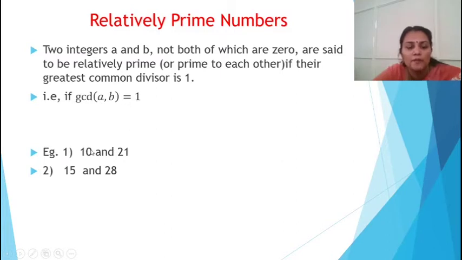We have an example, 10 and 21. Both 10 and 21 are not prime numbers, but 10 can be written as 2 into 5 and 21 is 3 into 7. So they don't have any common divisor other than 1, so their greatest common divisor is 1. Similarly 15 and 28. Both are composite numbers, but the GCD of 15 and 28 is equal to 1. So they are relatively prime numbers.